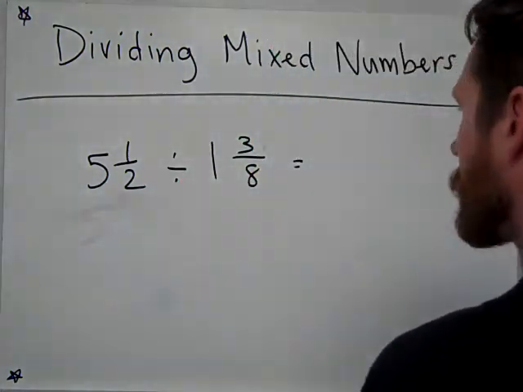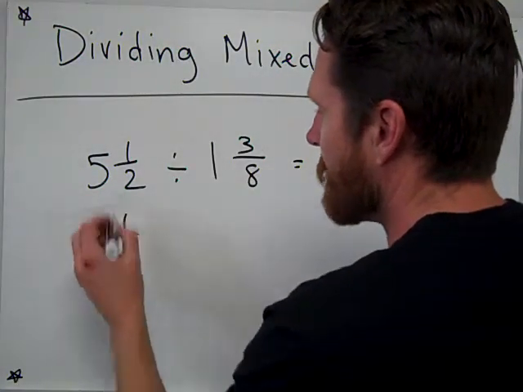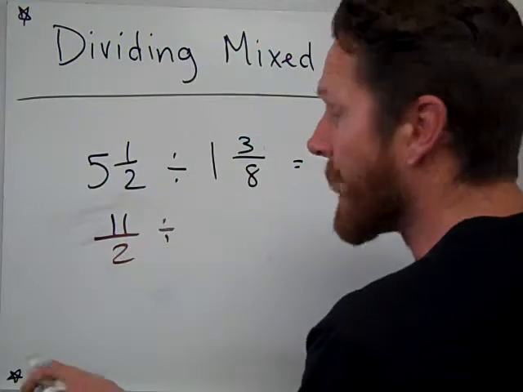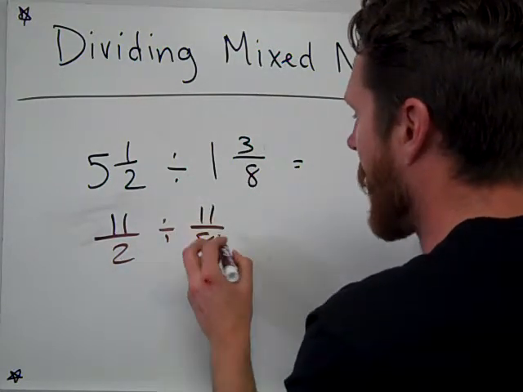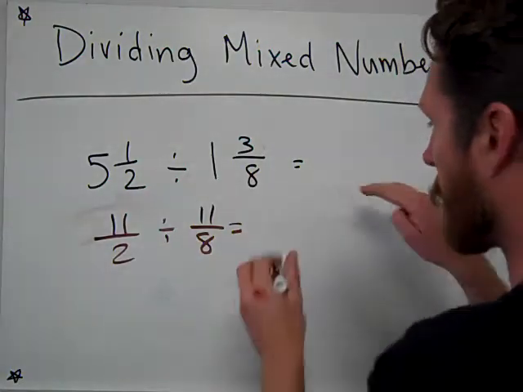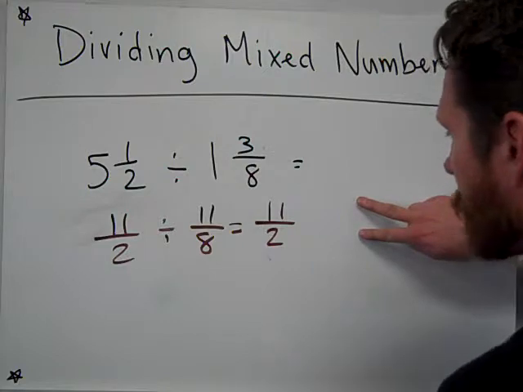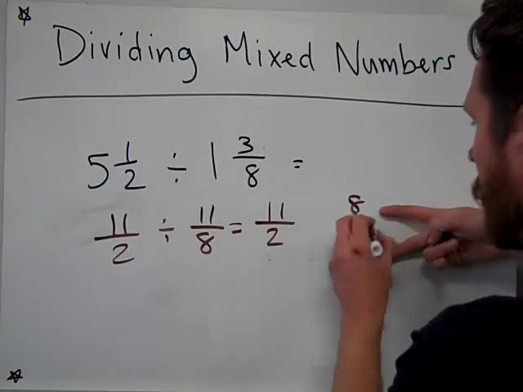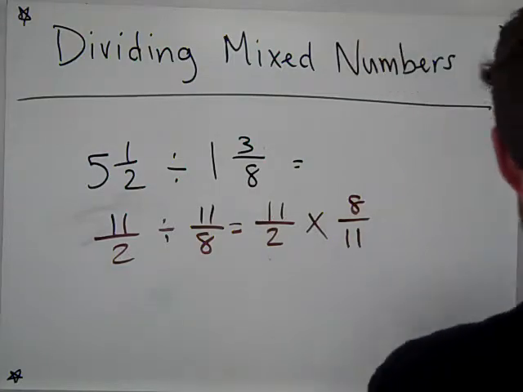Alright, so 5 times 2 is 10 plus 1. We have 11 halves, still divided by. 8 times 1 is 8, plus 3 is 11 eighths. Now, here's the point where I need to take that second fraction, reciprocal, 8 over 11, change the division sign to multiplication.